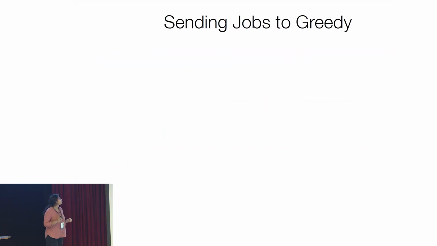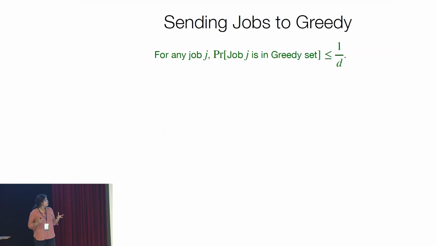Okay. So now to analyze the competitive ratio, we're going to need something. We still need to prove something similar to what we did for the insertion-only case, that any job is going to be sent to greedy with a very low probability. Because if it wasn't, then if we're just going to dump a lot of jobs, we won't really get a good bound on the competitive ratio. And we're able to prove a similar guarantee here that any job is going to go to greedy with probability at most 1 by d. And we're going to use this.